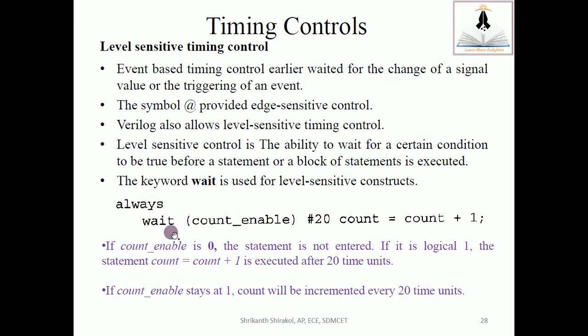Always, it's a single statement: wait (count_enable) #20 count = count + 1. This will be executed only after 20 time units, but on one condition, that count_enable should be 1. So it will be waiting for count_enable to be 1. Only after that, count gets incremented after every 20 time units. So this is called level sensitive timing control, because it is sensitive to the level of count_enable.